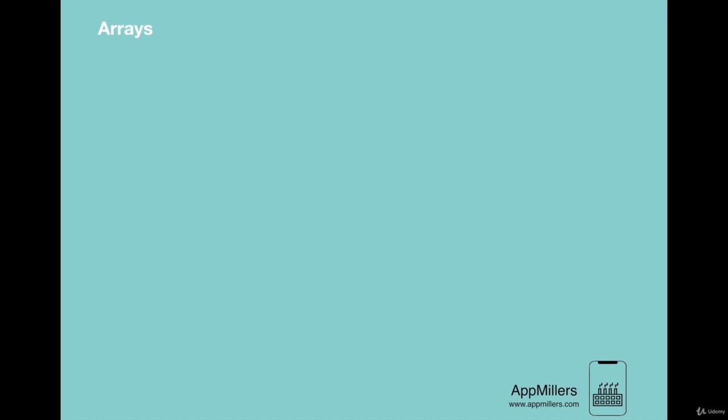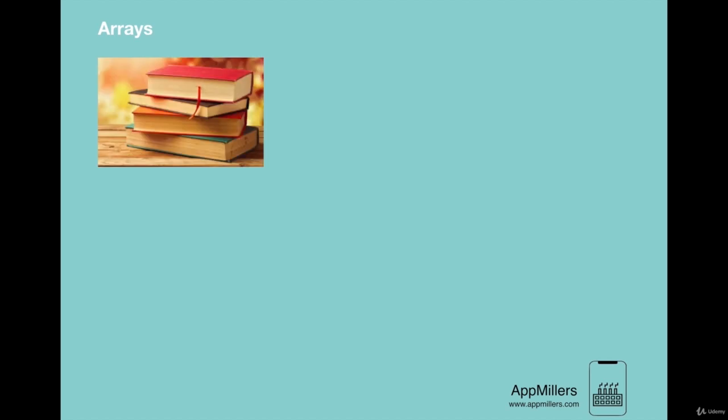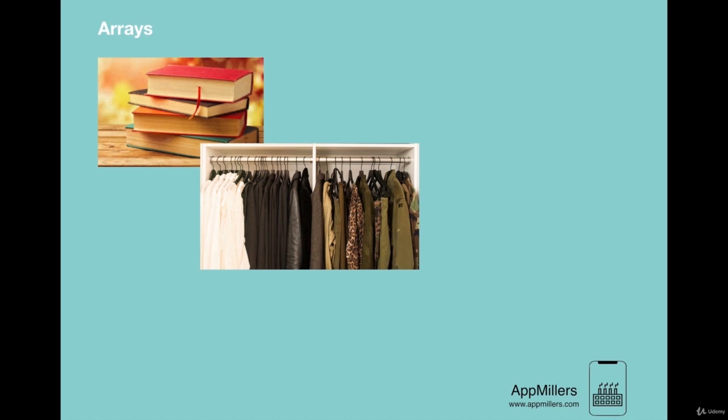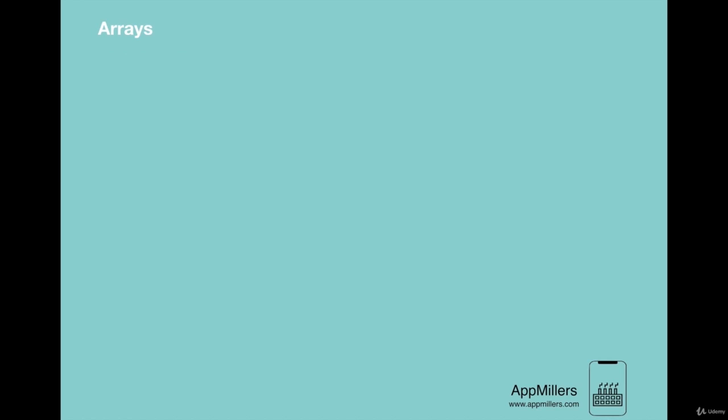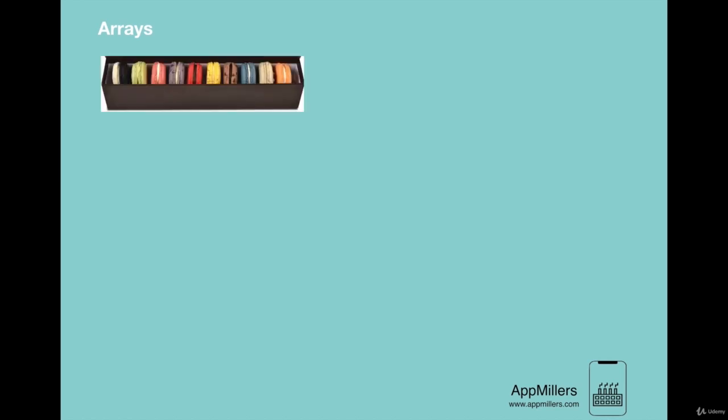Simple examples can be a collection of books on our table, clothes in our wardrobe, and pens in our pen stand. Let's quickly examine one of these real-life array structures to understand the logic behind the array. So here we will look at this box of macarons. This box of macarons is very similar to the array data structure.